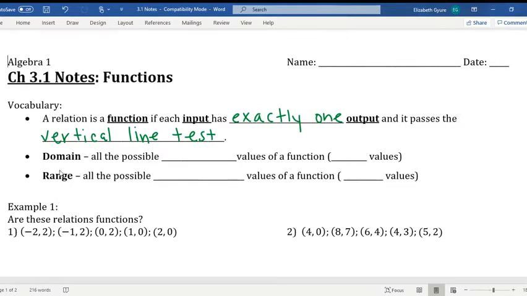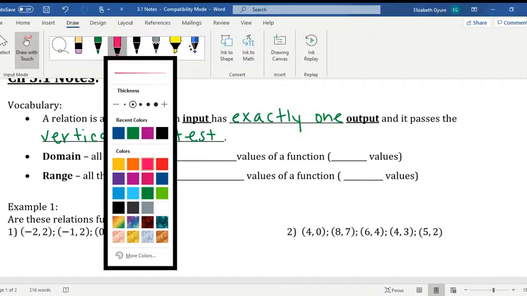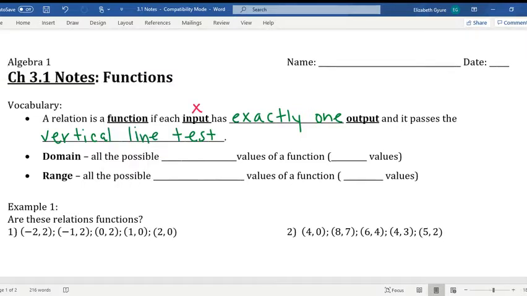Right, so what does all this mean? A relation is a function if each input has exactly one output. Now, what does that mean? What's an input? What's an output? Well, when we're talking about lines or equations, an input is simply your x value. Do you guys remember y equals mx plus b? That's technically a function. So x's are the inputs and y is the output.